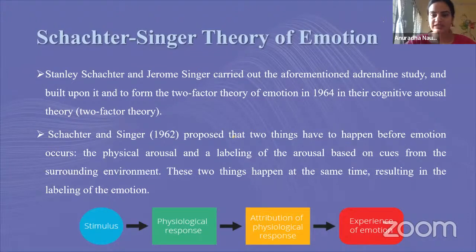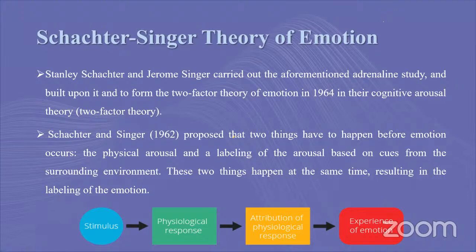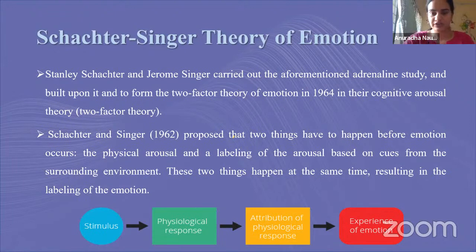They proposed that two things happen before emotion occurs: the physiological arousal and a labeling of the arousal based on cues from the surrounding environment. These two things happen at the same time and result in the labeling of emotion. So take the example of the barking dog. A dog is growling. My heart rate is increasing. So I'll attribute that, okay, my heart rate is increasing, I am scared of the dog. So my emotion will be afraid. I'm being afraid.